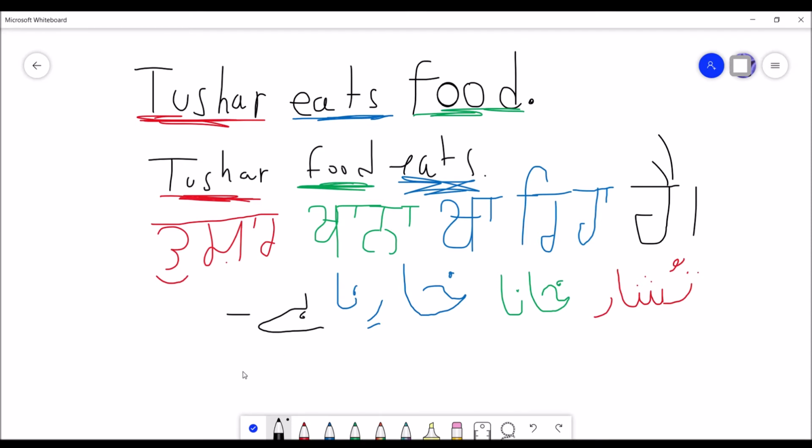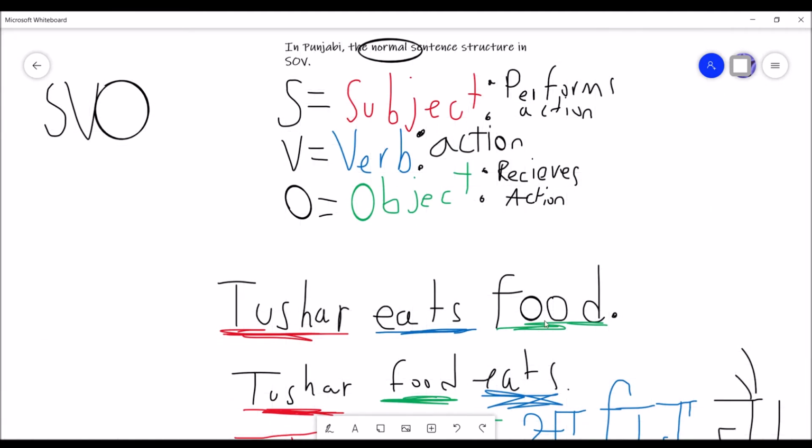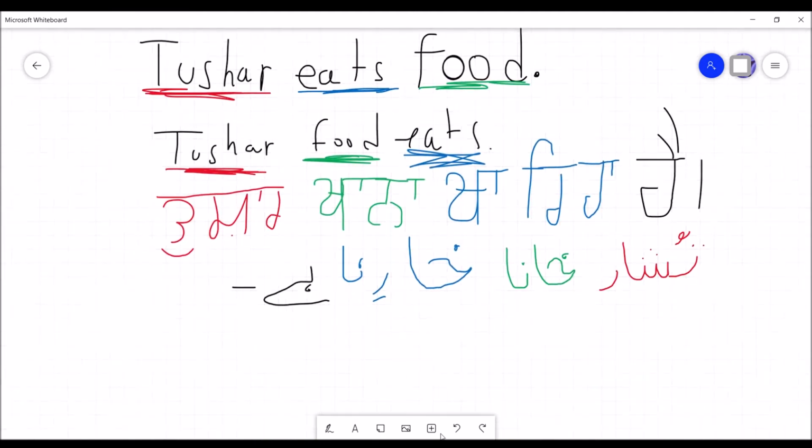So you may be wondering, Tushar, earlier you told me the normal sentence structure. What do you mean by normal? Well, in Punjabi, the thing is that there is no exact structure. Punjabi is one of the few languages in the world, that might be a stretch, but Punjabi is a language where the sentence structure, you can kind of put things anywhere.